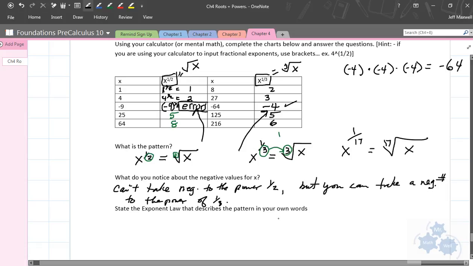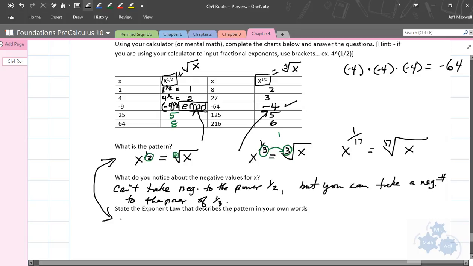Okay, so state the exponent law to describe the pattern in your own words. Any offerings here? Did anybody write anything down? No? Anyone want to be brave? All right, well, you want to kind of describe the pattern here, I guess.